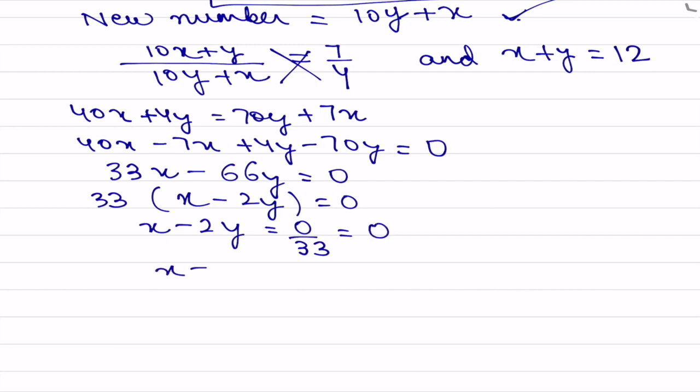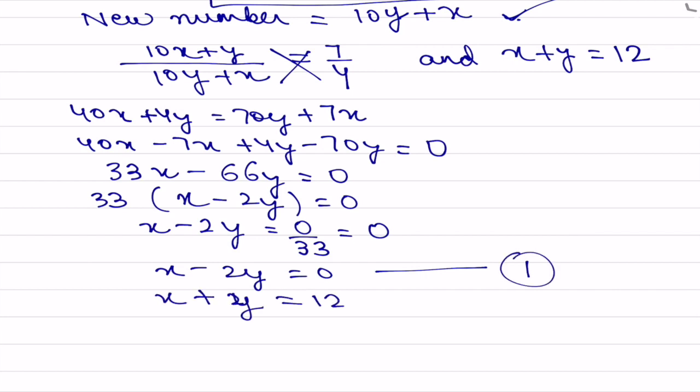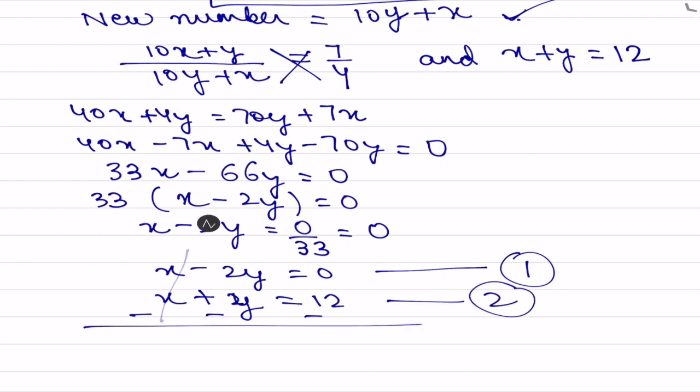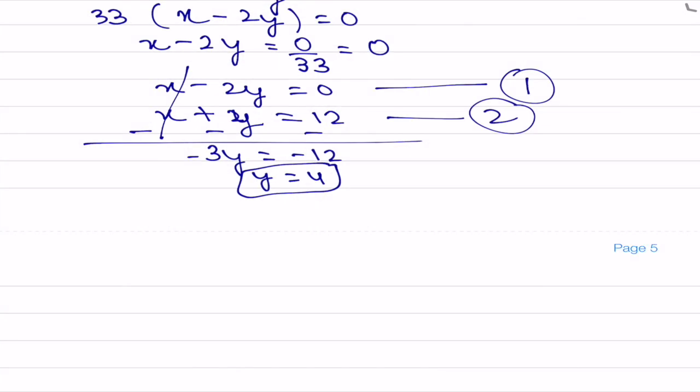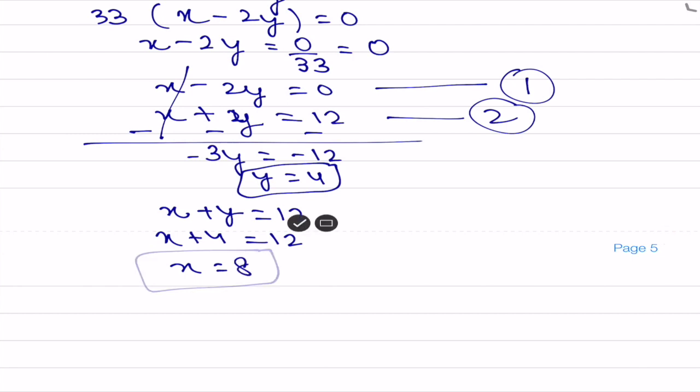So our first equation is x minus 2y is equals to 0, and second is x plus y is equals to 12. Again we will subtract the equations. This is cancelled. Minus 3y is equals to minus 12. So y is equals to 4. Now we'll put the value by substituting this value of y in any one of first equation or second equation. Choice is yours. X plus y is equals to 12. X is equals to 12 minus 4 is 8.